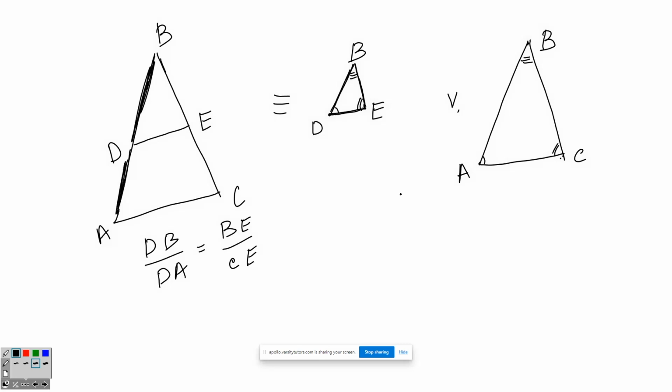Those are the short sides, but based on an additional amount of work, other ratios have been proved. One of those is that we can take these sides and calculate the ratios, and we should get the same result. So DB over AB should be equal to DE over AC.